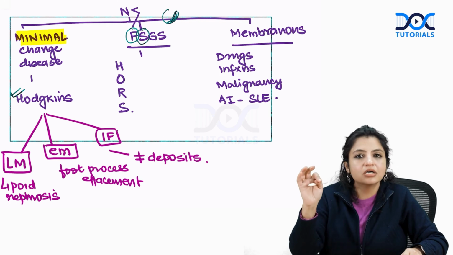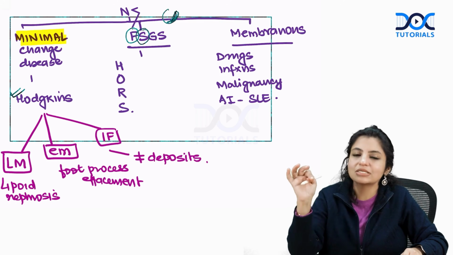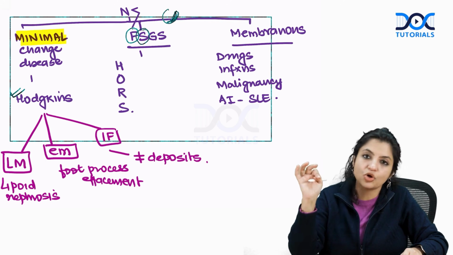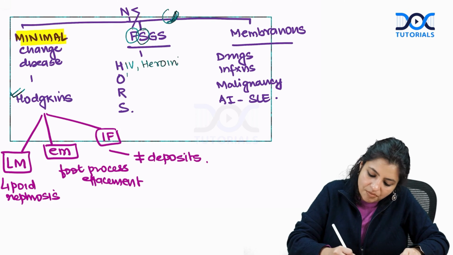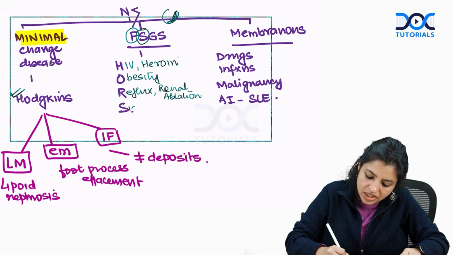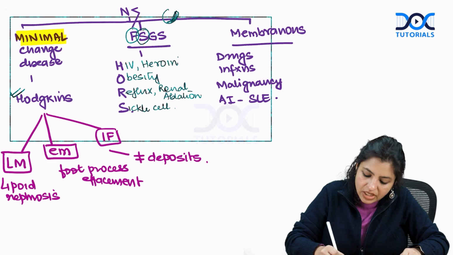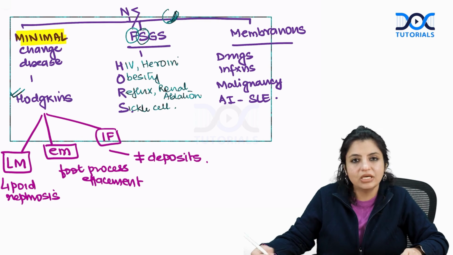This usually occurs whenever there is extensive podocyte damage, and the conditions which cause extensive podocyte damage can be remembered as HORSE: HIV and heroin drug abusers, massive obesity, reflux disease in the kidney or renal ablation, and sickle cell anemia. These are the conditions which cause FSGS.